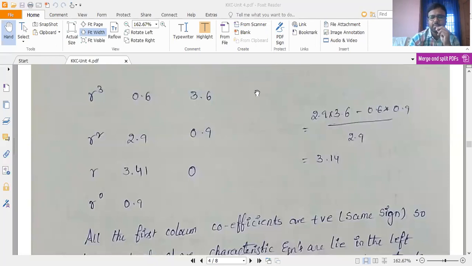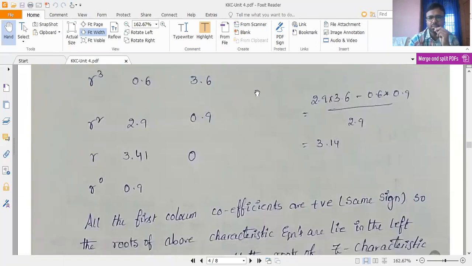Based upon this concept, we have gone through some problems. In today's class, we will solve one more problem based upon the bilinear transformation method, and after that we will move on to the second stability test, that is the Jury stability test.